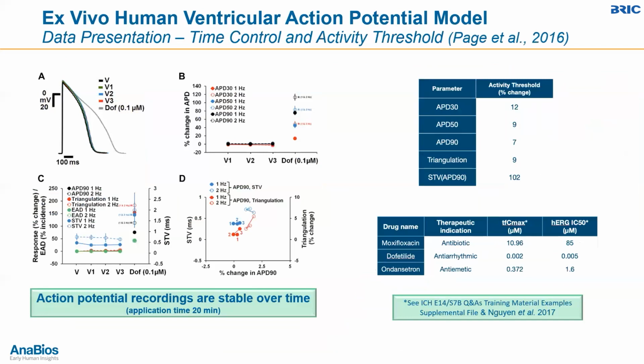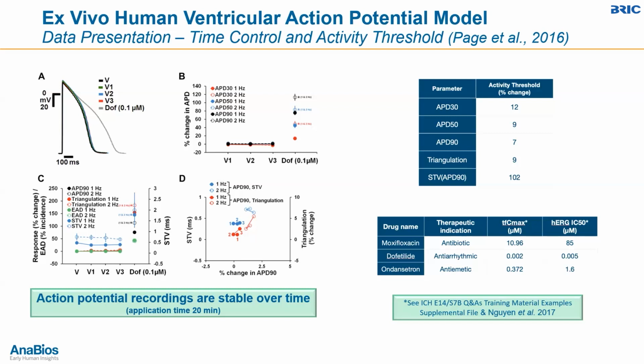Here is some data to show you that when we record the action potential duration from this model, we have good stability over time. So if you assess the effect of a drug and you see an effect, it will be compound related and not due to unstable recording over time.